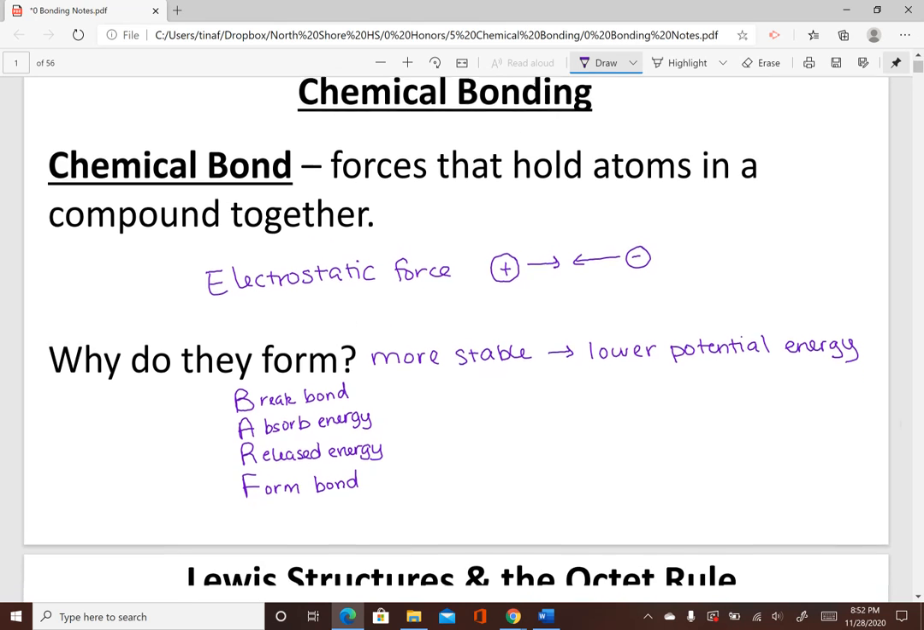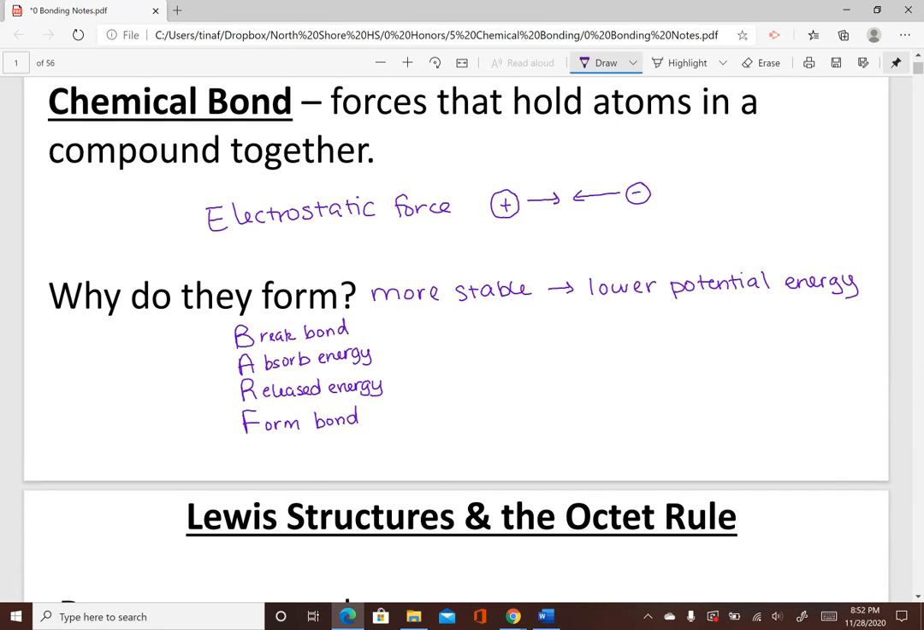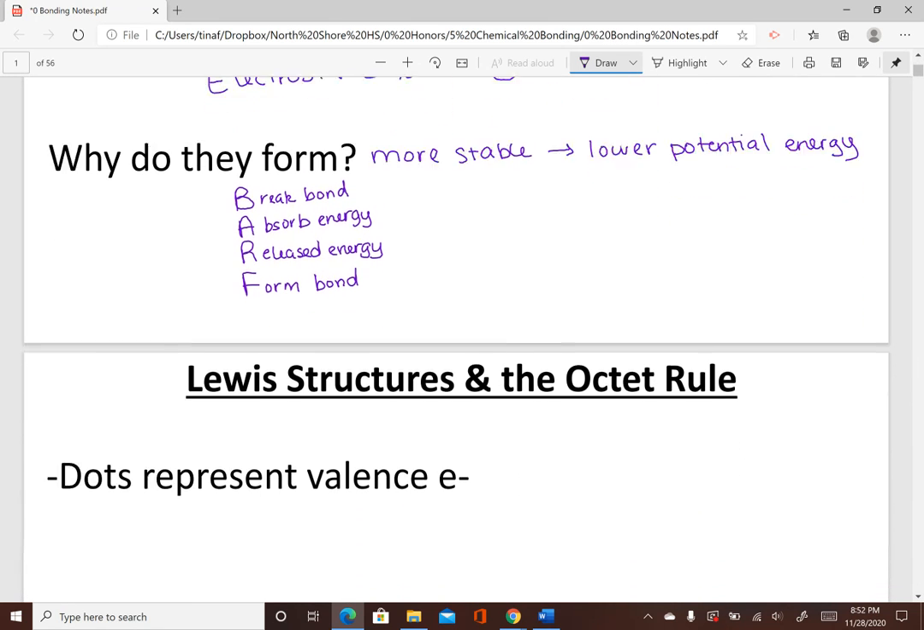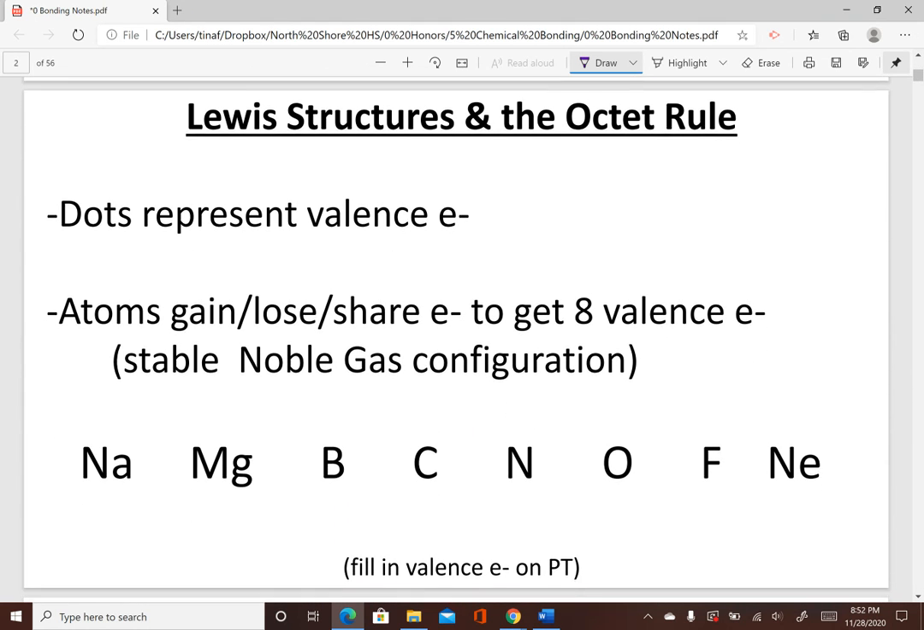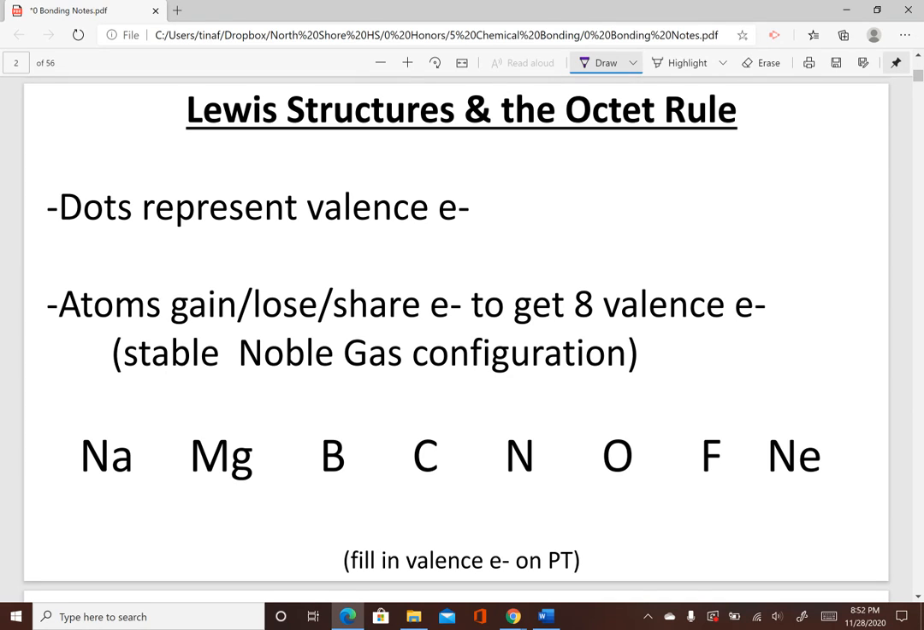So before we get crazy and start drawing compounds, we need to know what Lewis dot diagrams are, and we need to understand the octet rule. So a dot diagram is just basically you taking the symbol of the element and using dots to represent how many valence electrons are in that atom. In your honors periodic tables, we actually wrote above each column how many valence electrons each of those things have.